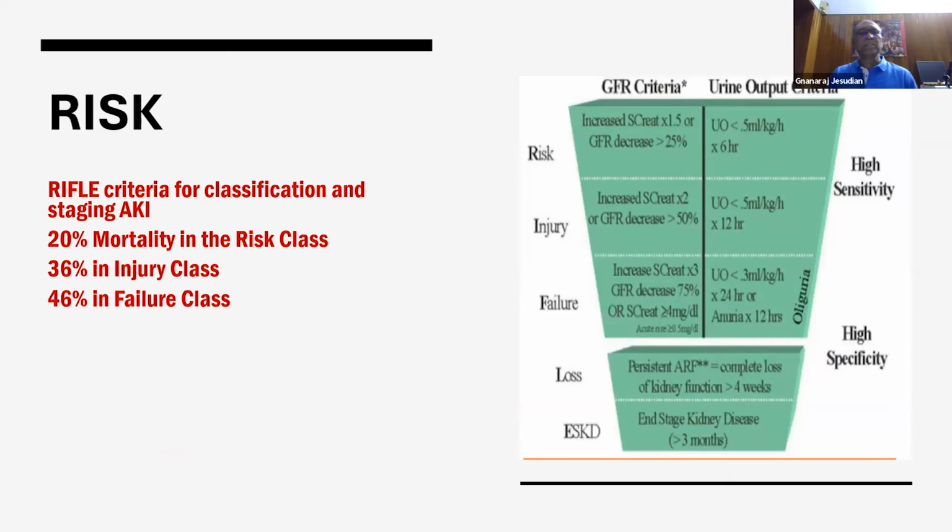Right. Why is it important? Because, especially with renal causes, the mortality is very high with renal failure. In fact, there is 20% mortality if there is a slight decrease, less than 25% decrease in GFR. And if it lasts longer and there is injury to the kidney, it can be up to 36%. And if the kidney has stopped functioning for a while, the mortality can go up to 46%, almost half the patients can die.